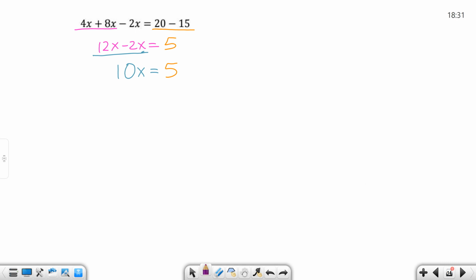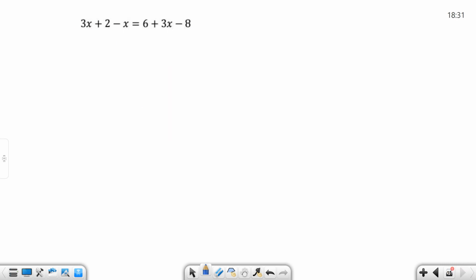And then what do we do? Divide both sides by 10. Divide both sides by 10. So that divides out x, equals, what goes into both 5 and 10? Well, 5 goes into 5 once and 10 twice. So x equals 1/2. And that is my final answer. X equals 1/2.